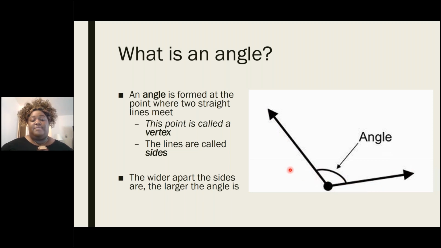What's important to remember is that the wider apart the sides are gives us an idea of how large the angle is. So if they're wider apart, the angle is pretty large. If it's closer together, the angle is small.